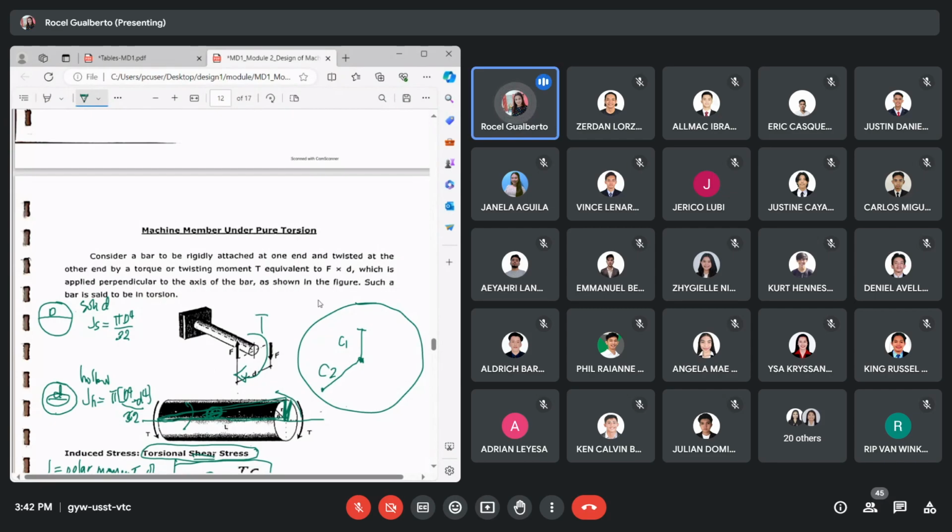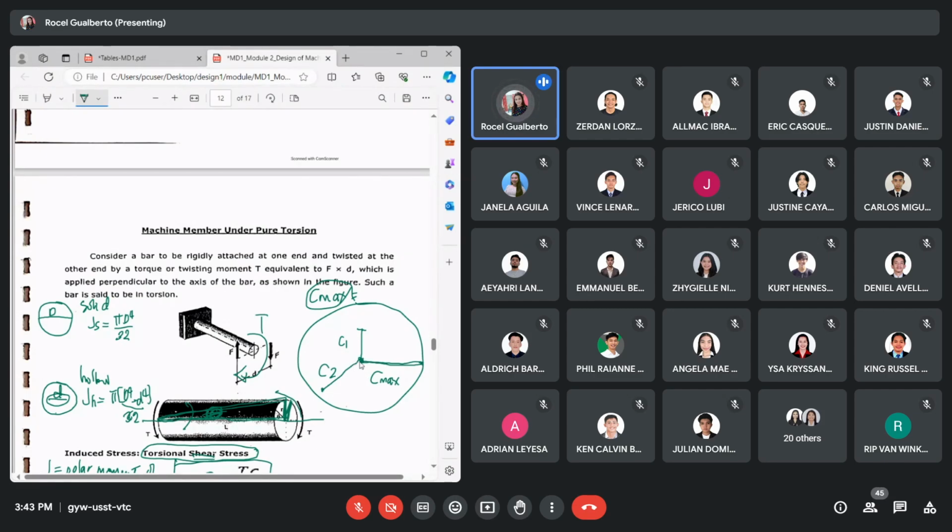Pero, ang hinahanap po natin palagi ay yung maximum value of C. So, what would be the maximum value of C? Pag kinuha po natin ang maximum value ng C, that would be equal to the radius. Yung C maximum po natin ay equal sa radius. That is in the case of a solid shaft. So, C maximum equal to the radius. Why are we using the C maximum?